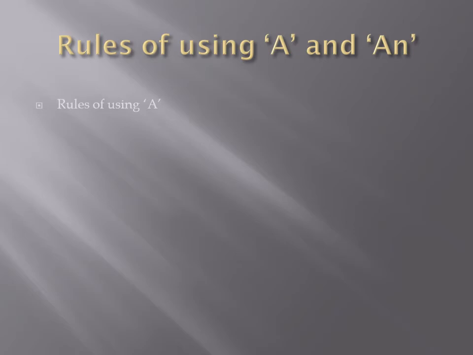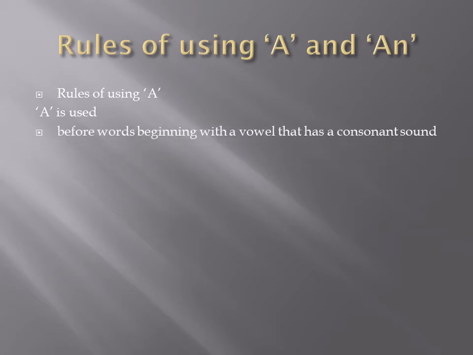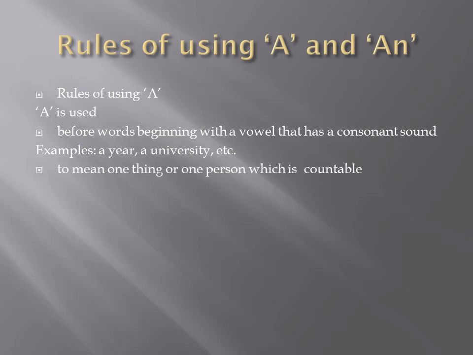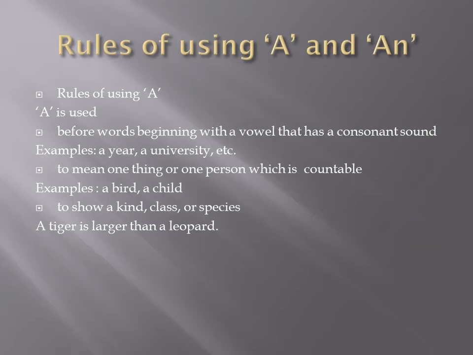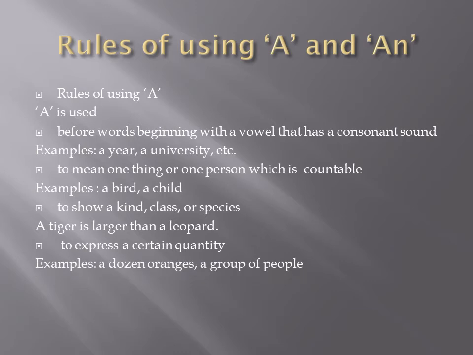Here are the other rules of using a and an. Rules of using a. A is used before words beginning with a vowel that has a consonant sound. I have already explained: a year, a university, etc. To mean one thing or one person which is countable. As you know, a and an both are used before singular countable nouns. For example, a bird, a child. To show a kind, class or species, like a tiger is larger than a leopard. To express a certain quantity, like a dozen oranges, a group of people.